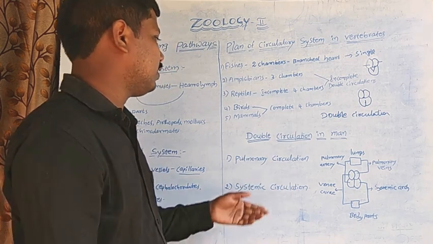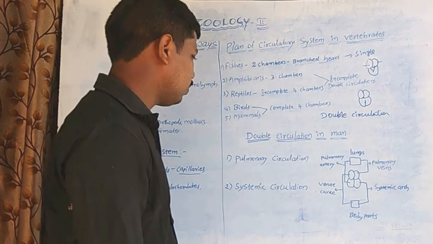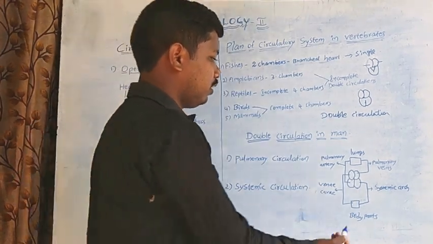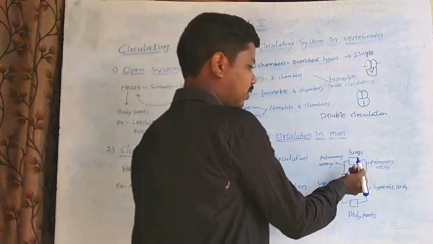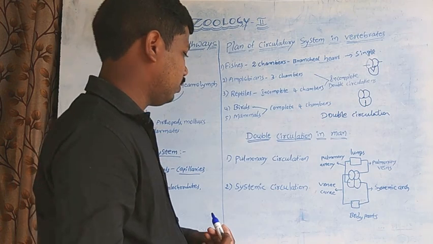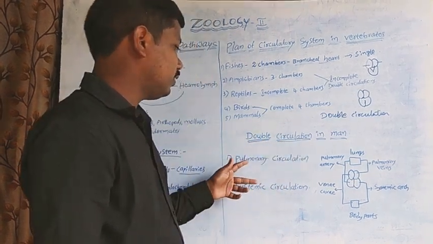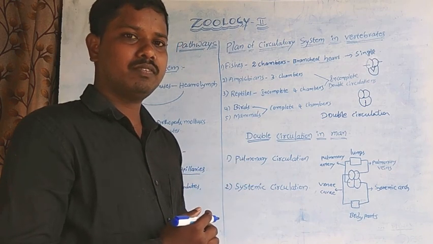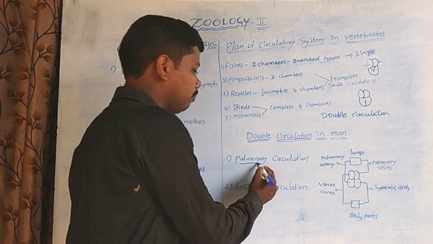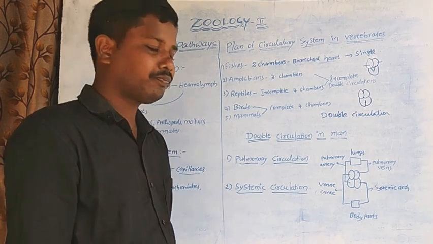Let us discuss the double circulation in human beings. Here we can observe the picture. This is the heart, these are the lungs, these are the various body parts. There are two circulation systems present in human beings. The first one is the pulmonary circulation, the second one is the systemic circulation.